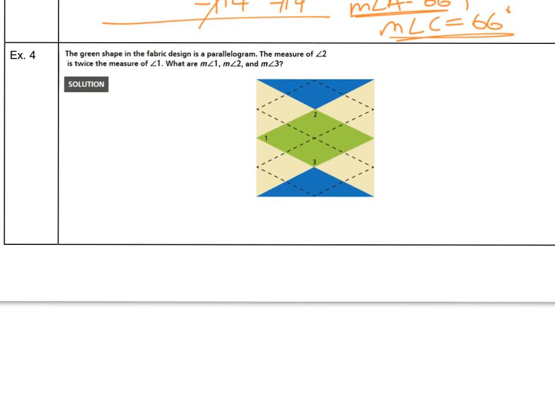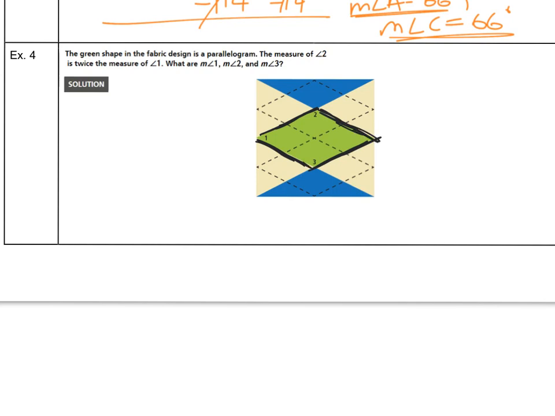Example 4 at the bottom. I know on your note packet it isn't color coordinated, so if you look at the picture, it says the green shape in the fabric design is a parallelogram. So what I'd like you to do is just take your pencil or whatever you're using to write with and kind of put a boundary around that parallelogram for me. And that way, as we label our parts, we know what shape we're looking at.